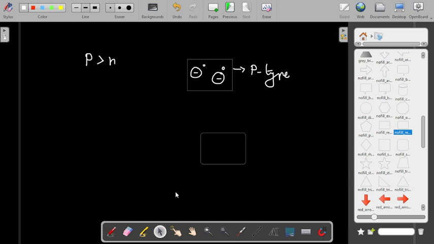Similar to that, whenever we get an n-type, the n-type material will be represented by a plus and then an electron outside, as a dot. Why is this? It is going to lose this electron. Whenever an atom loses an electron, we represent it by the plus. So that's the general difference. Here n is greater than p.